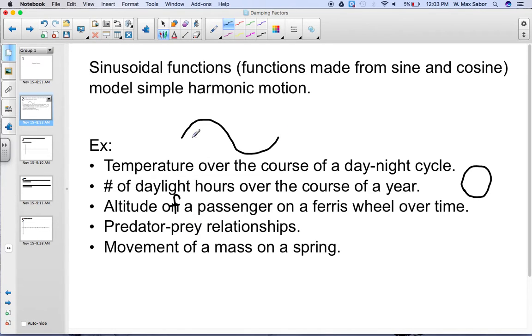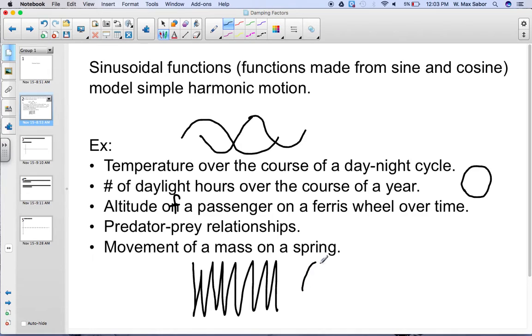Predator-prey relationships. As the predator increases in population, the prey will decrease in population, and then as the prey decreases in population, the predator will increase in population, etc. So frequently, two sinusoidal graphs will have a phase shift between them, because when the prey increases, the predator is decreasing. And movement of a mass on a spring. So the mass is moving like this, but if you actually graph that out, it's going sinusoidal.